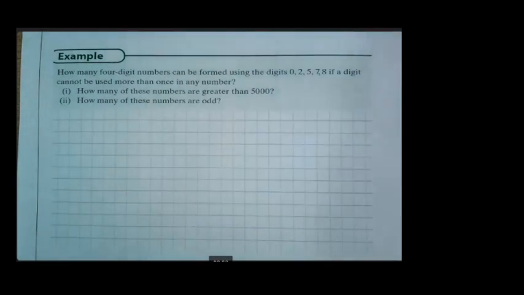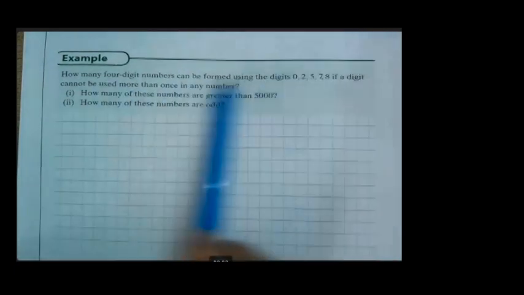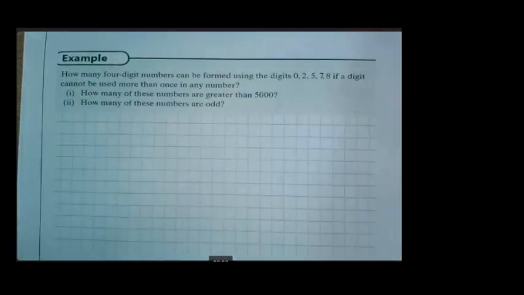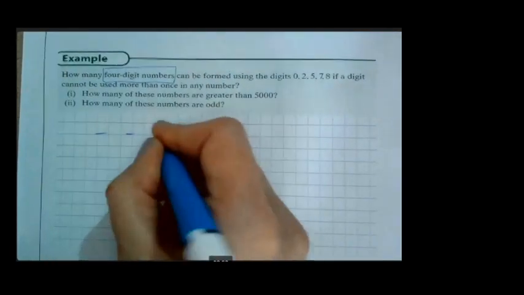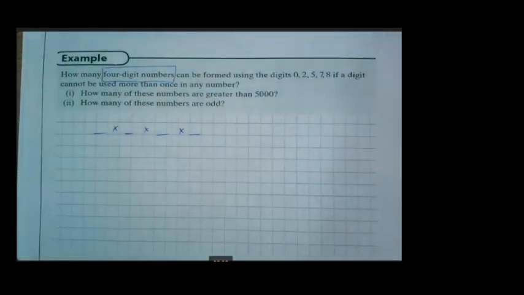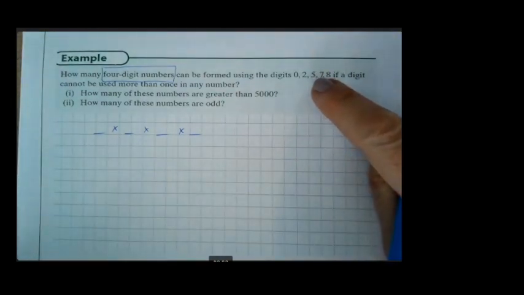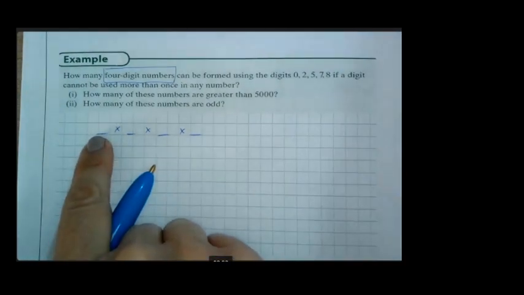So let's consider this. How many 4-digit numbers can be formed using the digits 0, 2, 5, 7, 8 if a digit cannot be used more than once? So no repetition, nice and clear for us there, in any number. We're going to answer that first question first, and then we'll get on to parts I and II. Now we're talking about a 4-digit number, so that means our arrangement has 4 positions. These are the digits that I can choose from. So how many options have I got for that first position?